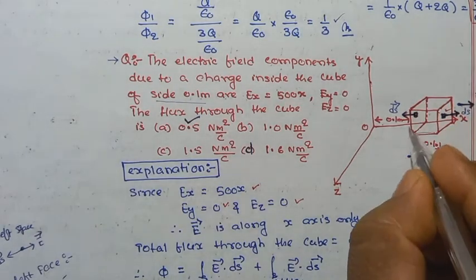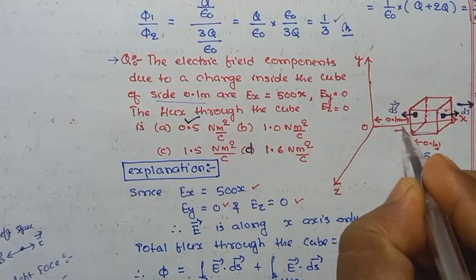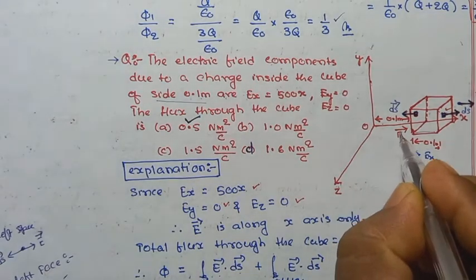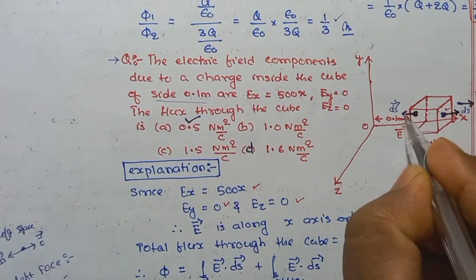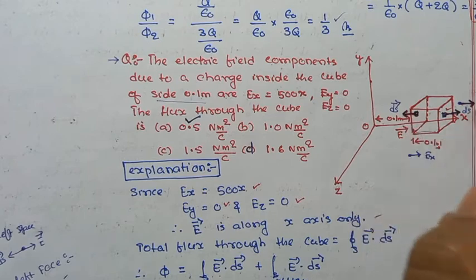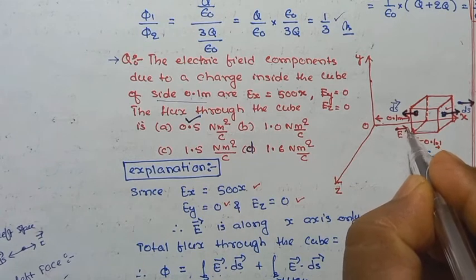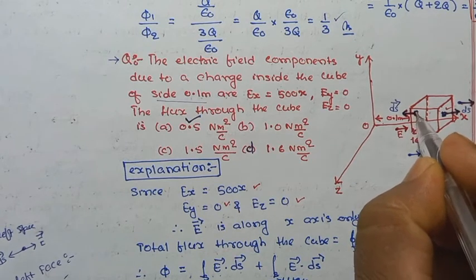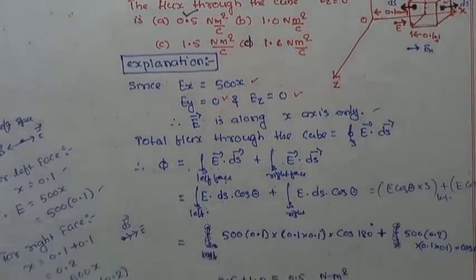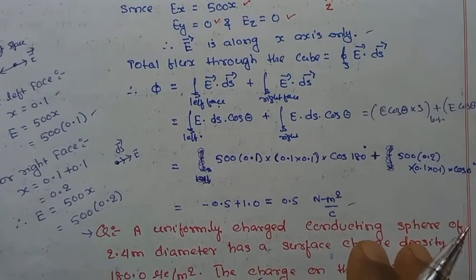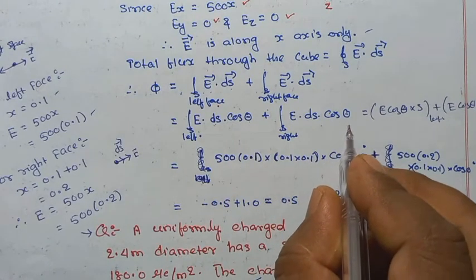Now see in the left face, the direction of the electric field is in this direction, that is left to right. This is the direction of the electric field and the normal to this area element is in this direction, that is right to left. That means the field is directed from left to right and ds vector is acting from right to left. That means the angle between them is 180 degrees. Okay? So in E ds cos theta, for the left face theta is equal to 180 degrees and for the right face theta is equal to 0.